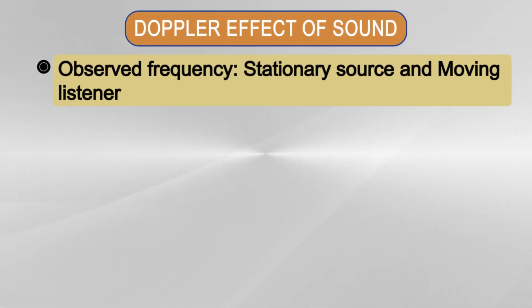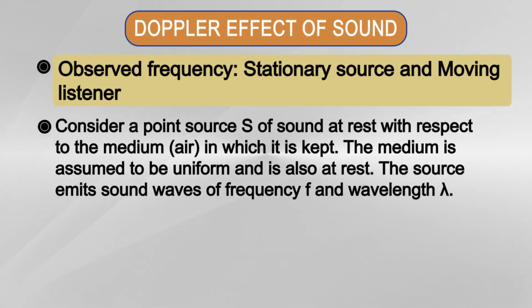So, the first case let us take is the observed frequency when the source is stationary and the listener is moving. So, consider the point source S of sound at rest with respect to the medium. Here, because this is a mechanical wave, we have to see the impact of the medium. So, the sound source is at rest compared to the medium, here air, and the medium is assumed to be uniform, with no density or mechanical property difference, and also at rest.